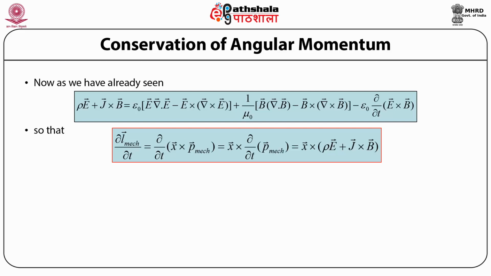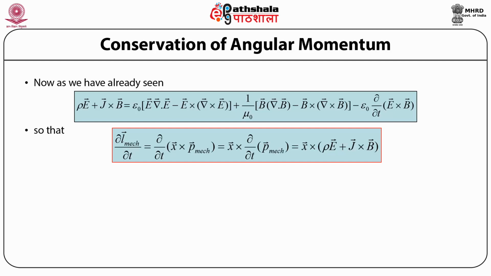Because we know that the angular momentum vector L is equal to the vector product of the position vector R and the momentum vector P. So this time derivative of the angular momentum L subscript mechanical is equal to the time derivative of the cross product of the position vector X and linear mechanical momentum vector P. And then since the position vector X has no time dependence, while the partial time derivative does not have any position dependence, therefore we can interchange the order of the cross product and the partial differentiation.